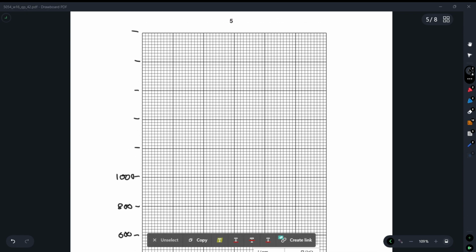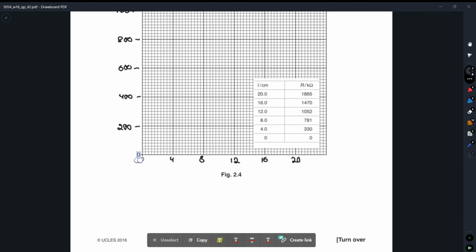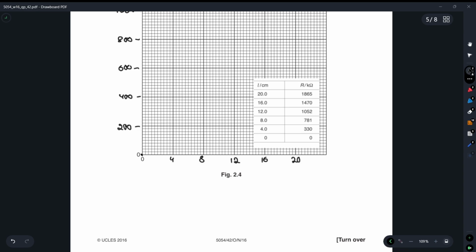All right. And then we go with 1200, 1400, 1600, 1800, and 2000. Okay, so once we have that, we start plotting the points. So 0 and 0 is a point. It's considered a point on the graph. 4 and 330. So that's going to be 300, and 330 is going to be somewhere over here.